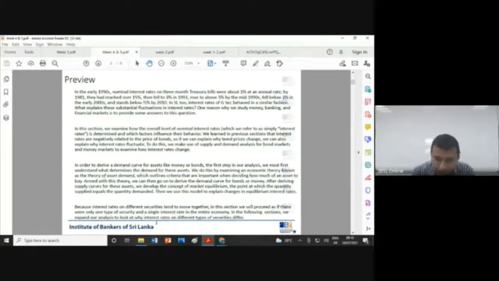We will look at this demand for financial assets by examining economic theory. This is called the theory of asset demand. This theory of asset demand outlines the criteria that are important when deciding how much of an asset to buy. So with this theory in hand, we can then go on to derive the demand curve for bonds and money.